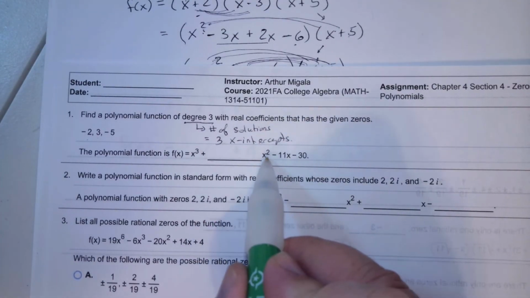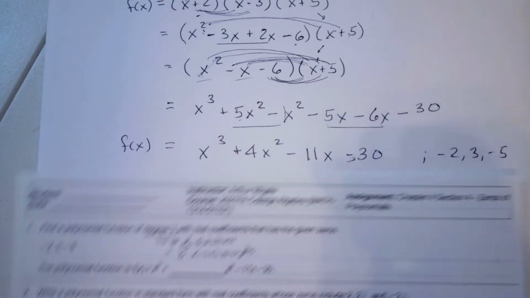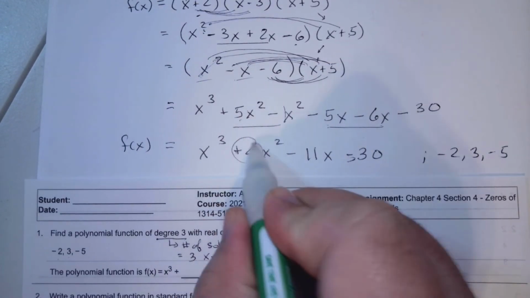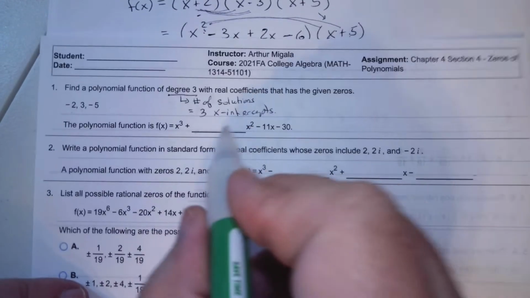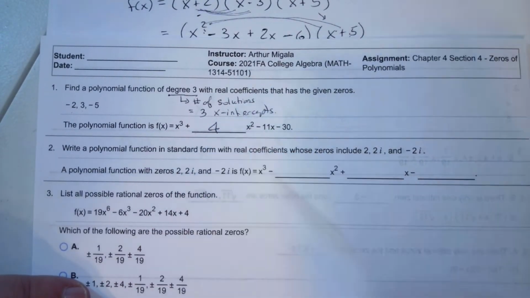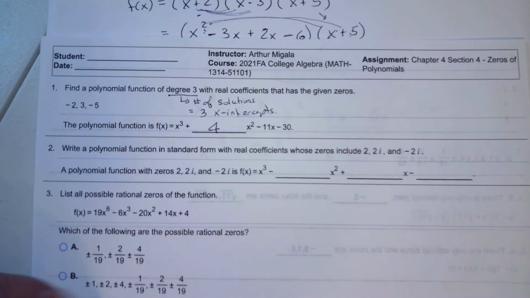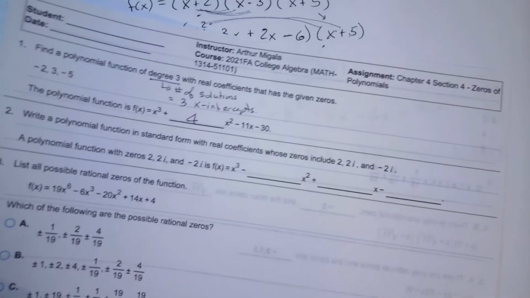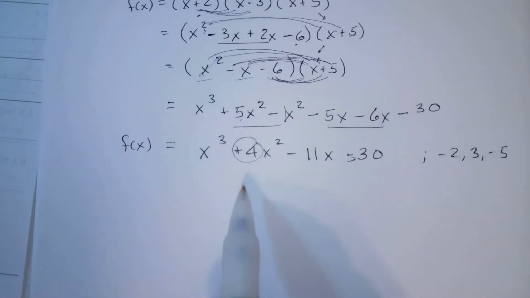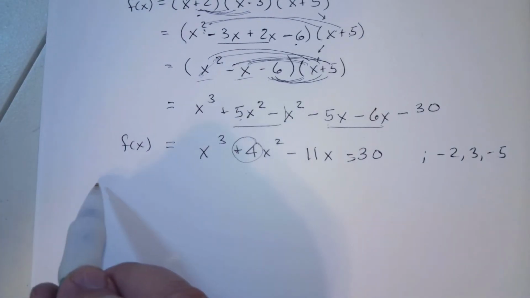So what the first question is looking for is the coefficient of x squared. The coefficient of x squared is plus 4. And that's what we have. That's all we're looking for. All right, let's look at the next one.